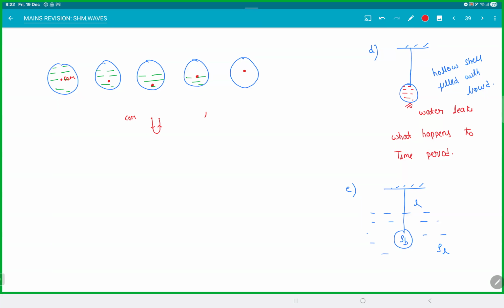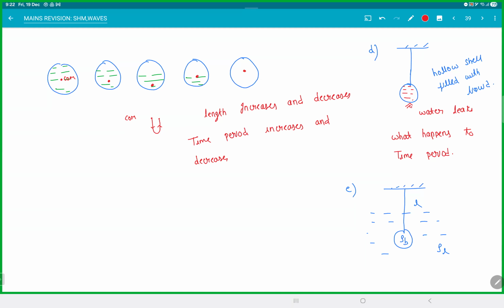So what happens to the length? Length increases and decreases. So time period increases and decreases. It comes back to the initial time period. It's a pretty good standard question. L is not the length of the string. Be careful.